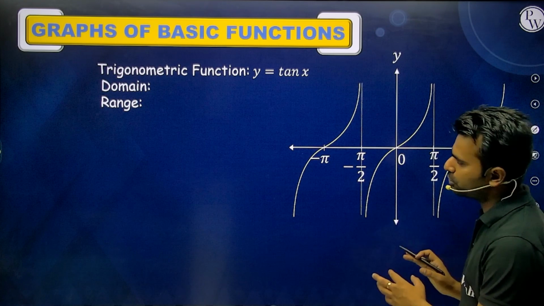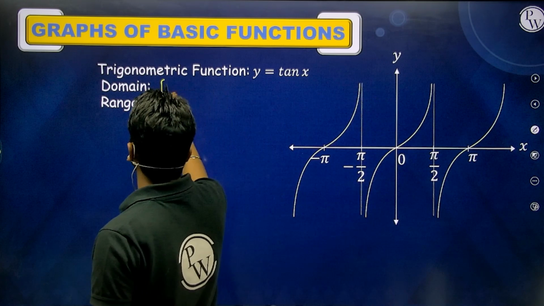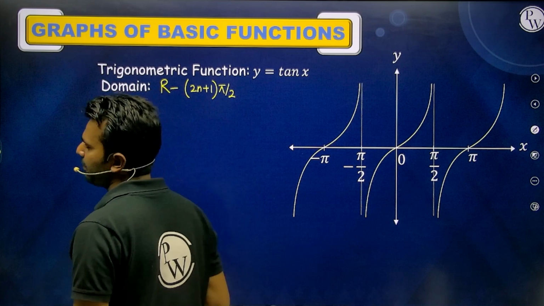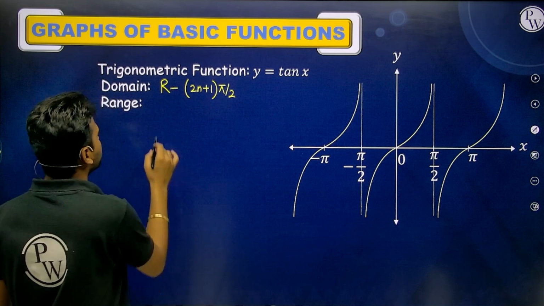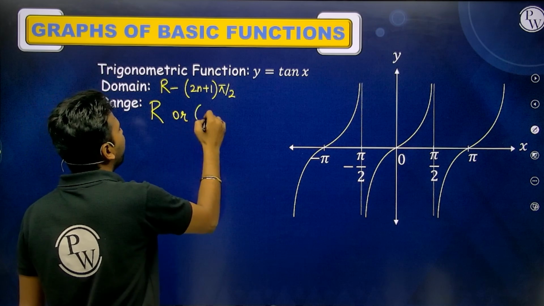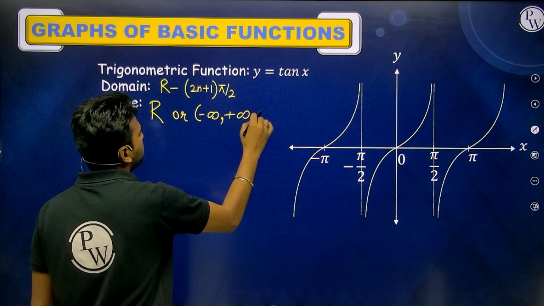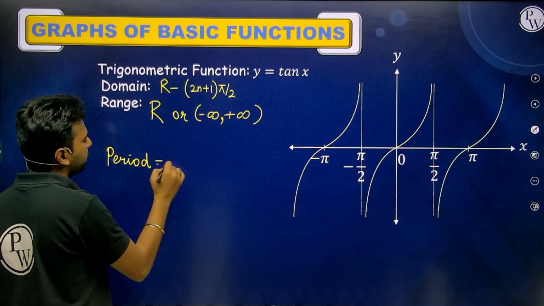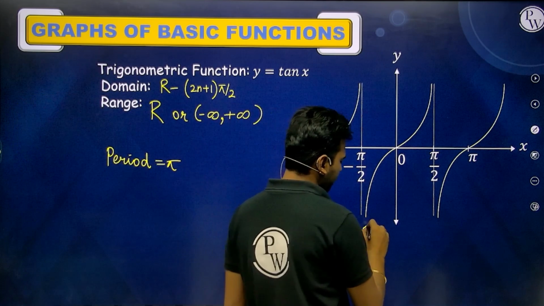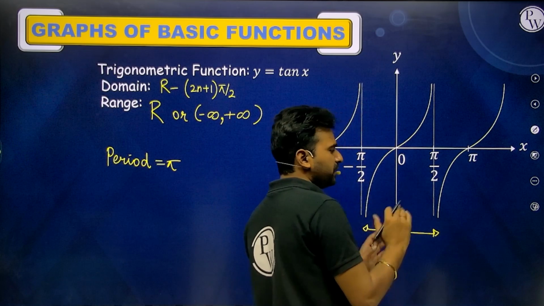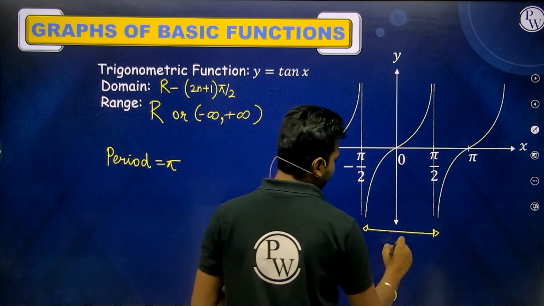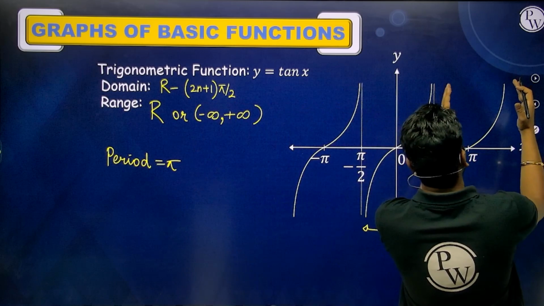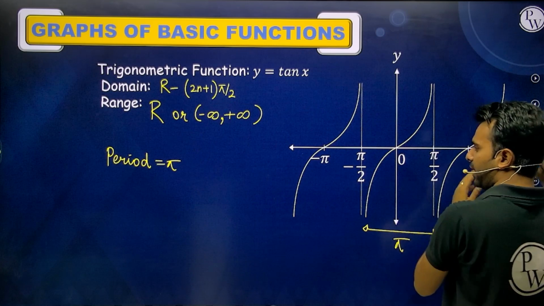This is how the graph looks. The domain is all real numbers excluding odd multiples of pi by 2, because at odd multiples of pi by 2 tan x is undefined, and the range is all real numbers, or you can say -infinity to infinity. The period is equal to pi, because the same thing happens again and again, and this is of interval length pi. If you take this portion and copy paste, you get the next one, and so on.